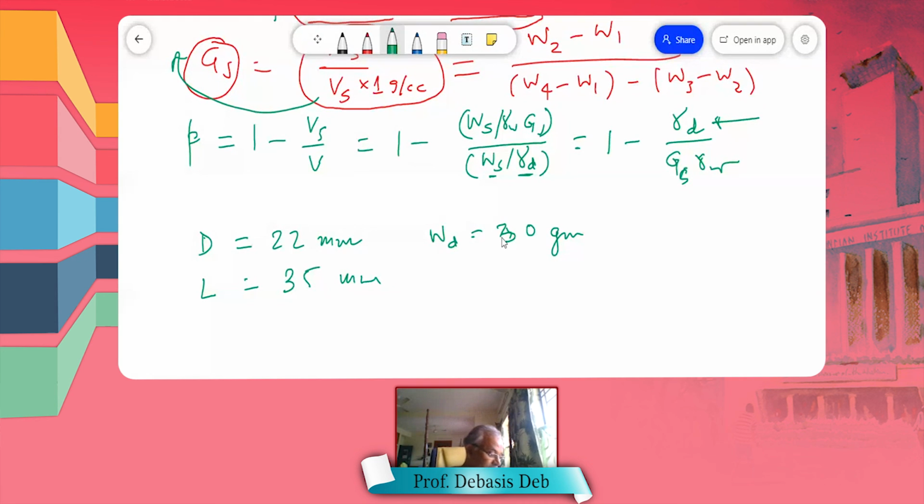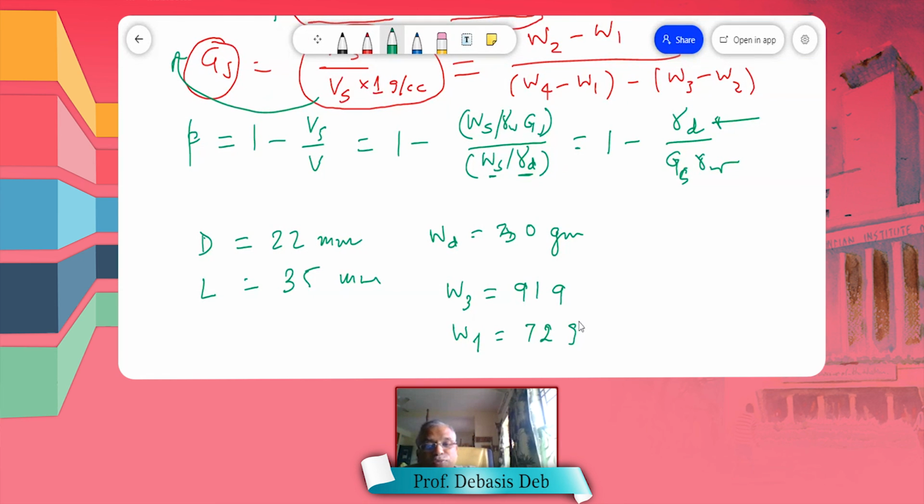Using the pyknometer, we found W3 is 91 gram and W4 is 72 gram. And the question is, can you find the porosity? I think everything is given here to use that formula.